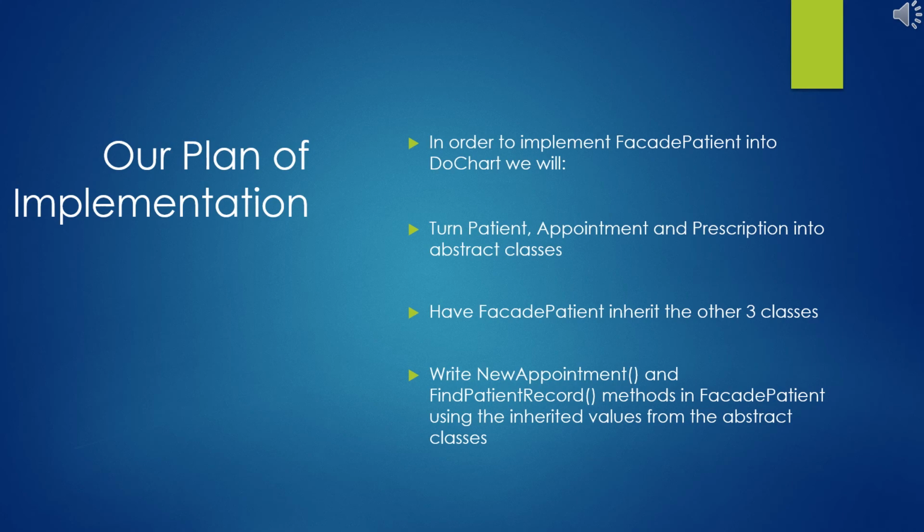In order to achieve this, we should first start by tackling the main objective, which is turning the patient, appointment, and prescription classes into abstract classes. Then we will have a facade class inherit these newly abstracted classes and finally write new appointment and find patient records methods in facade patient. That will manipulate the data provided by patient, appointment, and prescription. In the end, this should help with time efficiency in getting the application done as soon as possible.